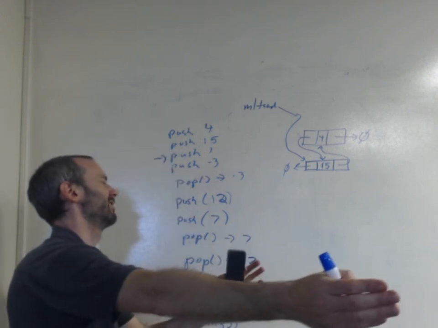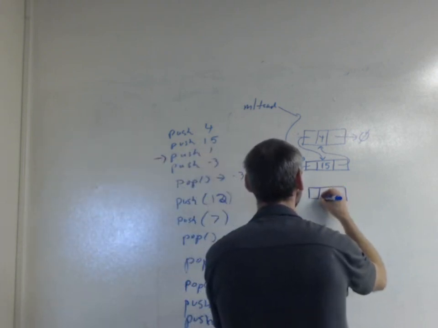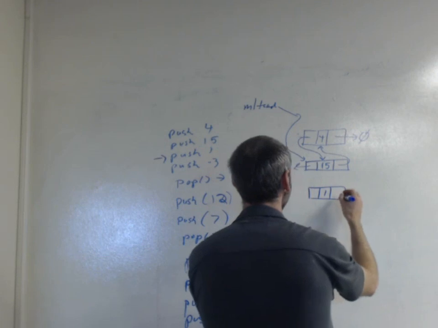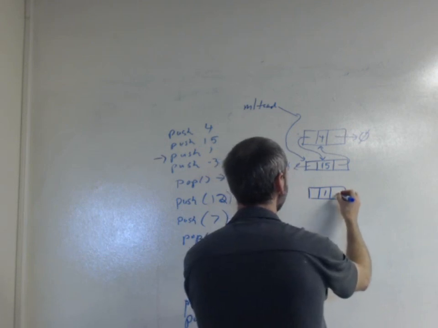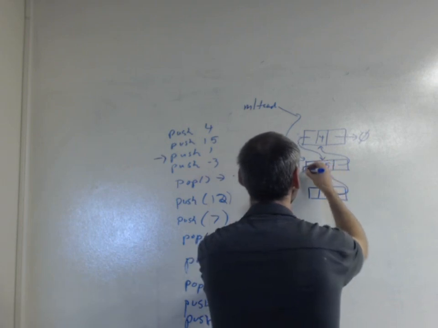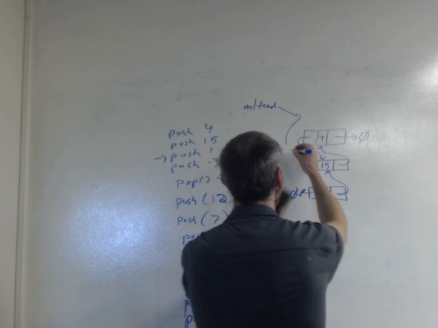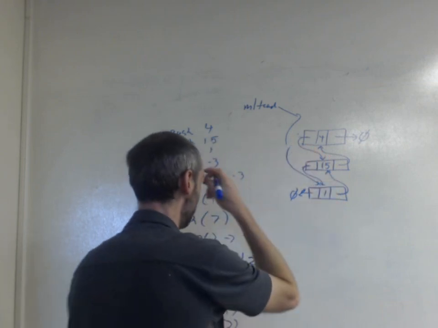Pushing a 1, what's the first thing we do? Create a node. And then its next is pointing to 15. So 15's previous is pointing to 1. 1's previous is null. And mHead points to 1. Perfect.